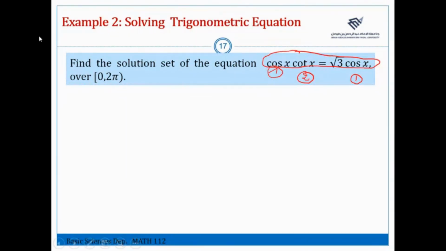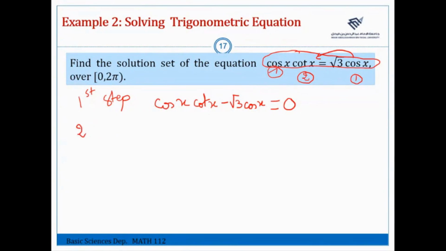So the first step, you have to collect all terms in one side and put 0 in the right hand side. So this stays cosine x cotan x, and this term comes here and becomes minus square root of 3 cosine x. Okay, clear? This is the first step.